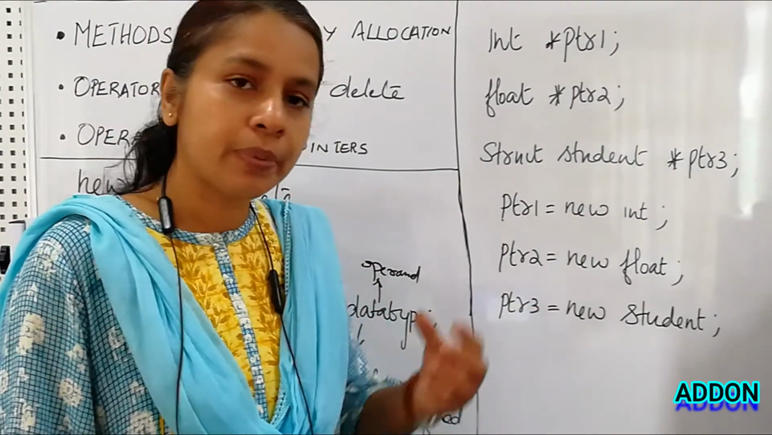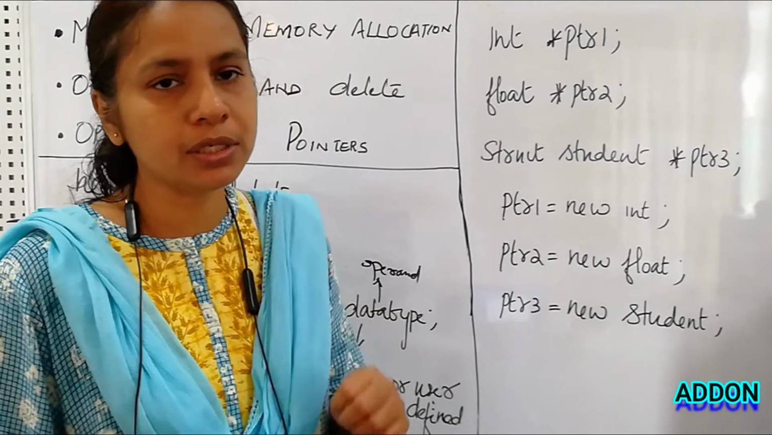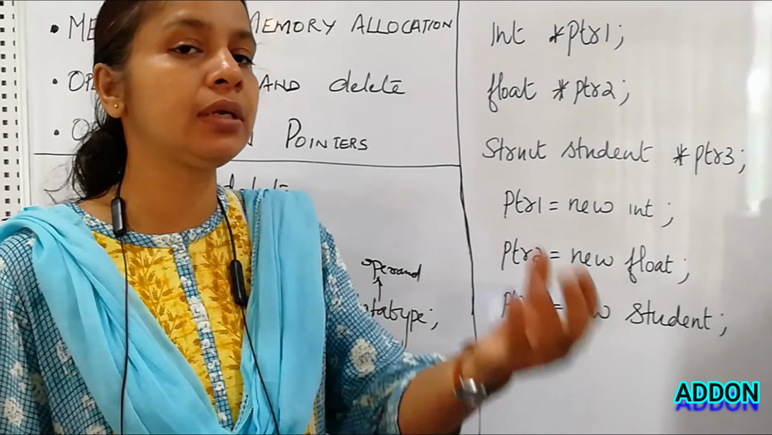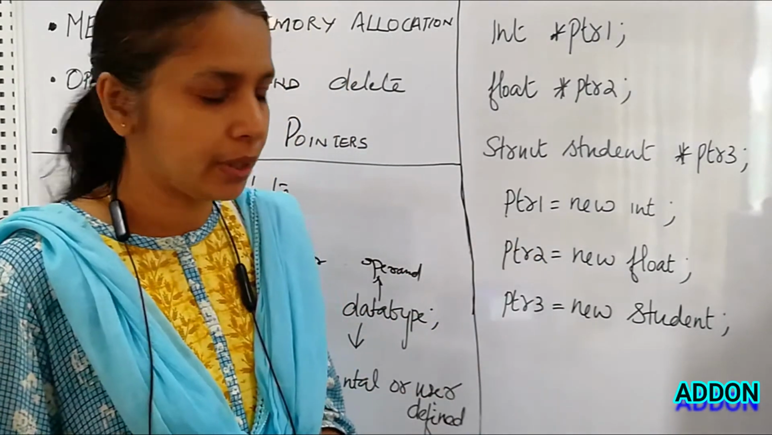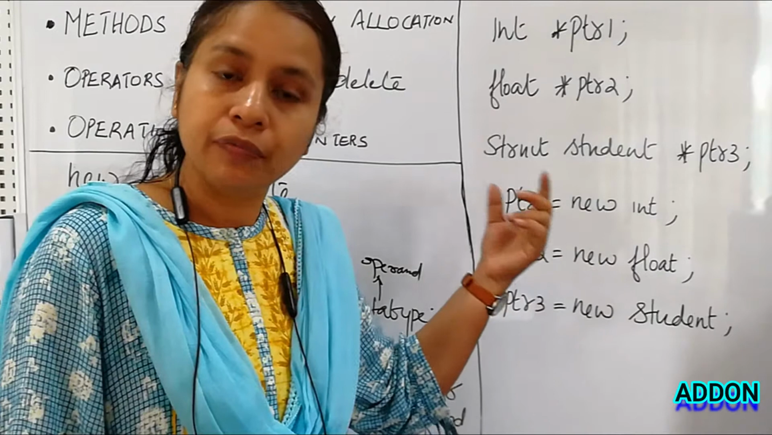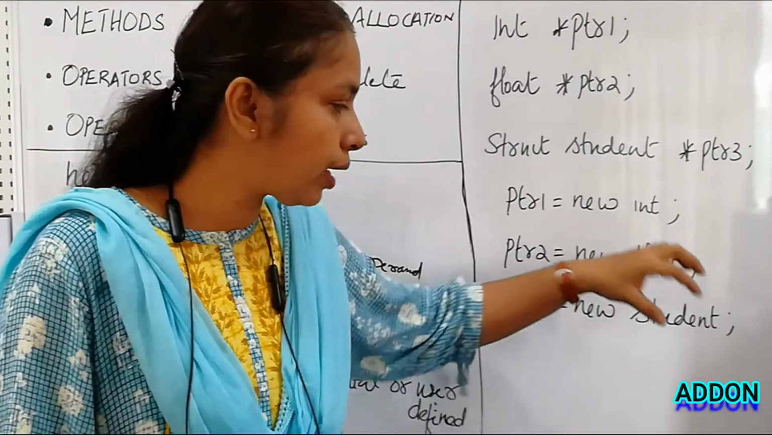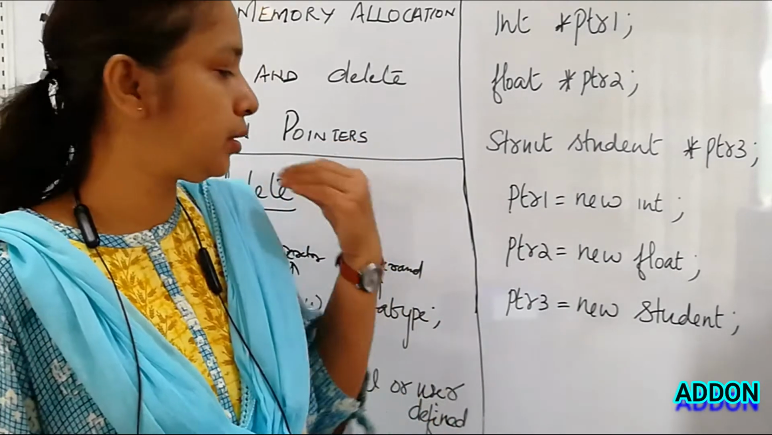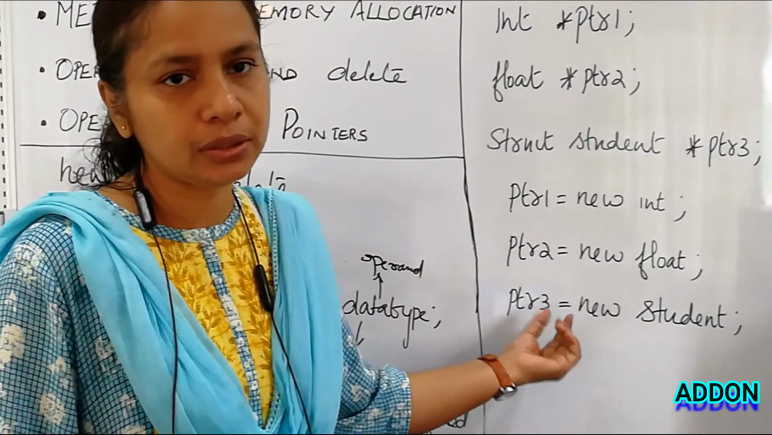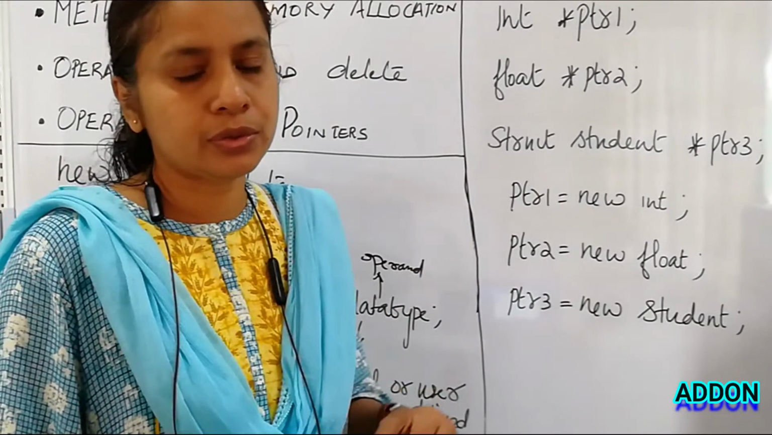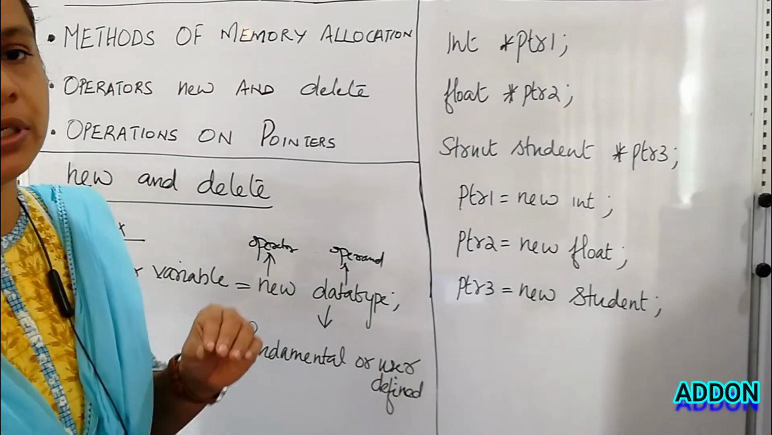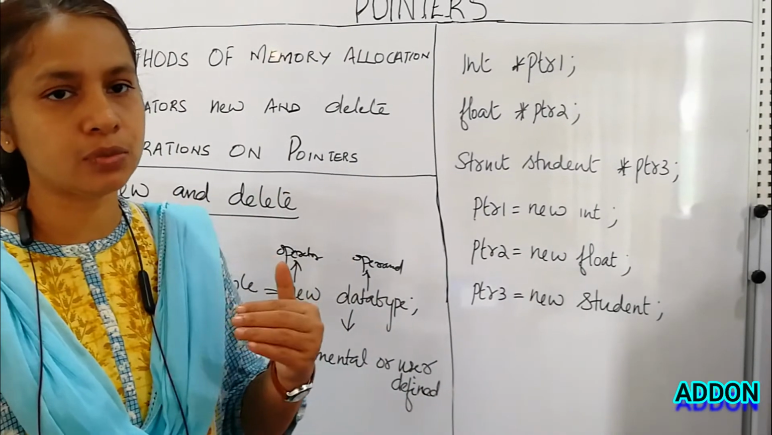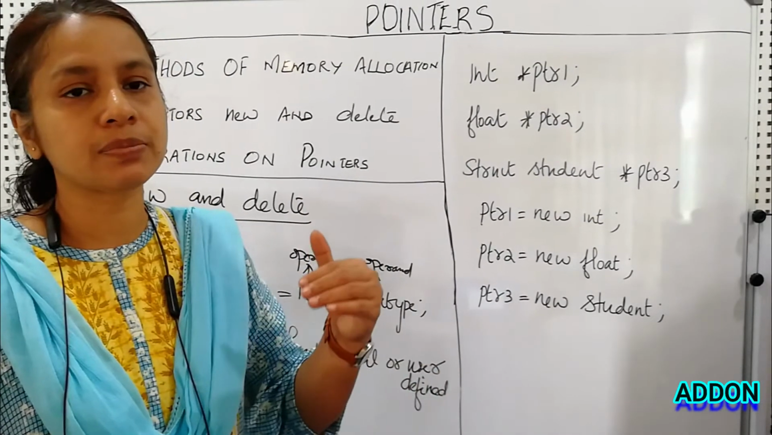Here also the new operator will allocate 4 bytes of memory because float requires 4 bytes of memory, and the new operator will return the base address to ptr2. Here also the new operator will allocate the amount of memory required for storing the structure student, and the base address will be returned to the pointer variable ptr3. So the main job of the new operator is to allocate memory, and it returns a memory address which will be the base address of the corresponding memory.